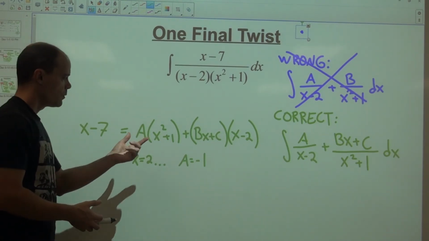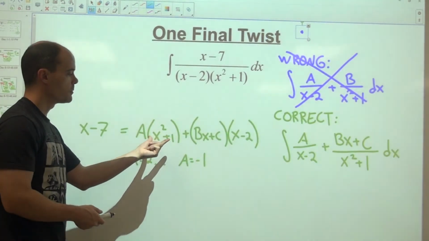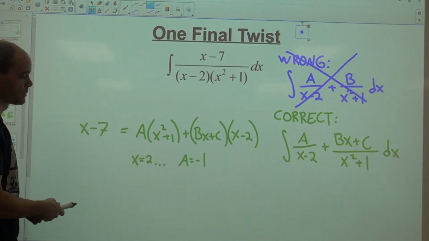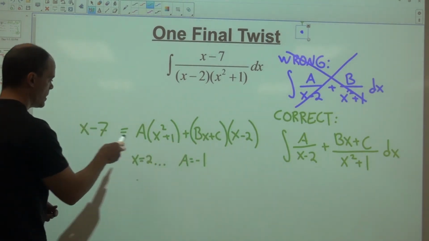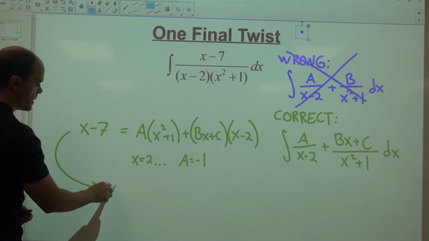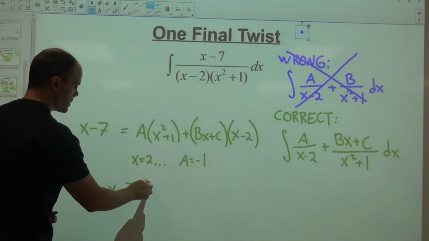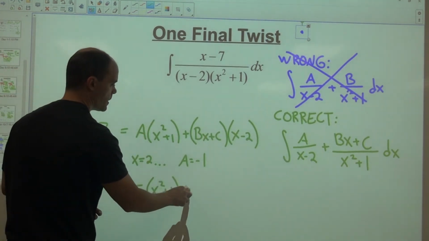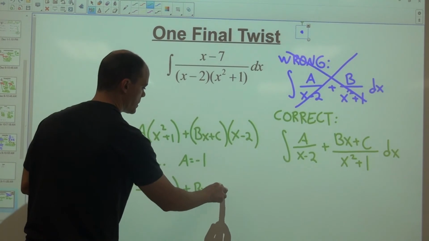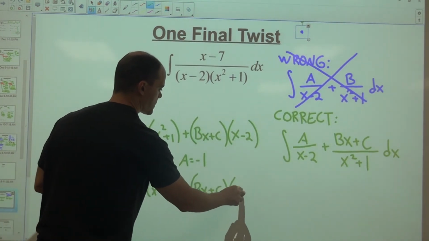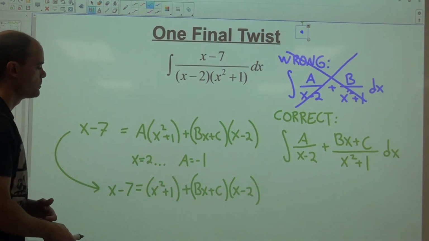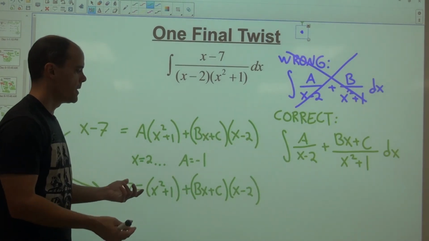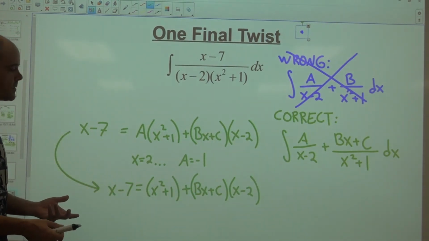Unfortunately, there's no way to make this 0. This will always be positive. So here's where we really have to dig deeper into some algebra. Since we have a, I can rewrite this now as x minus 7 equals just x squared plus 1, since I know a is 1, and bx plus c times x minus 2. You can play the game all day if you want to, trying to figure out what's another value I can get to cancel something. But at the end of the day, you may just have to solve a system of equations.